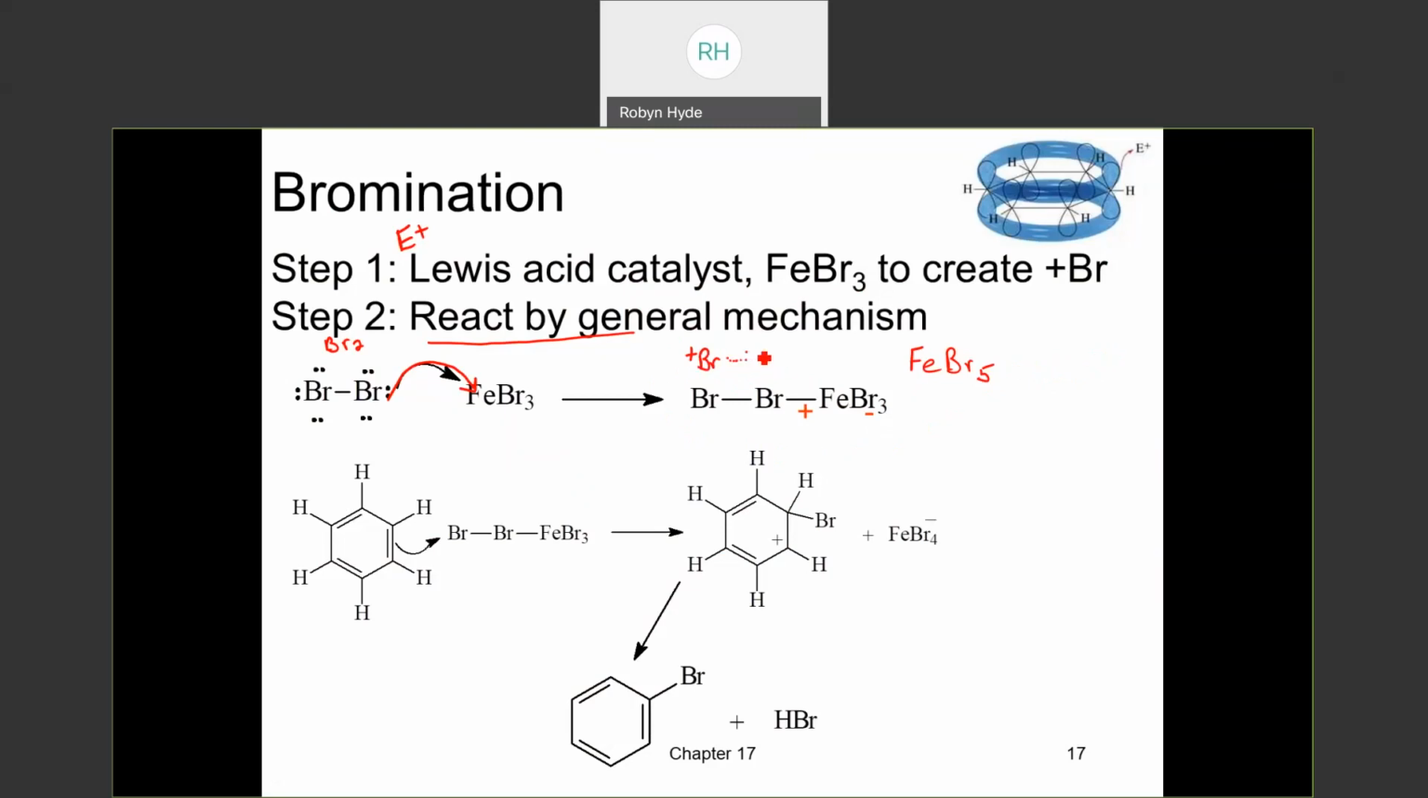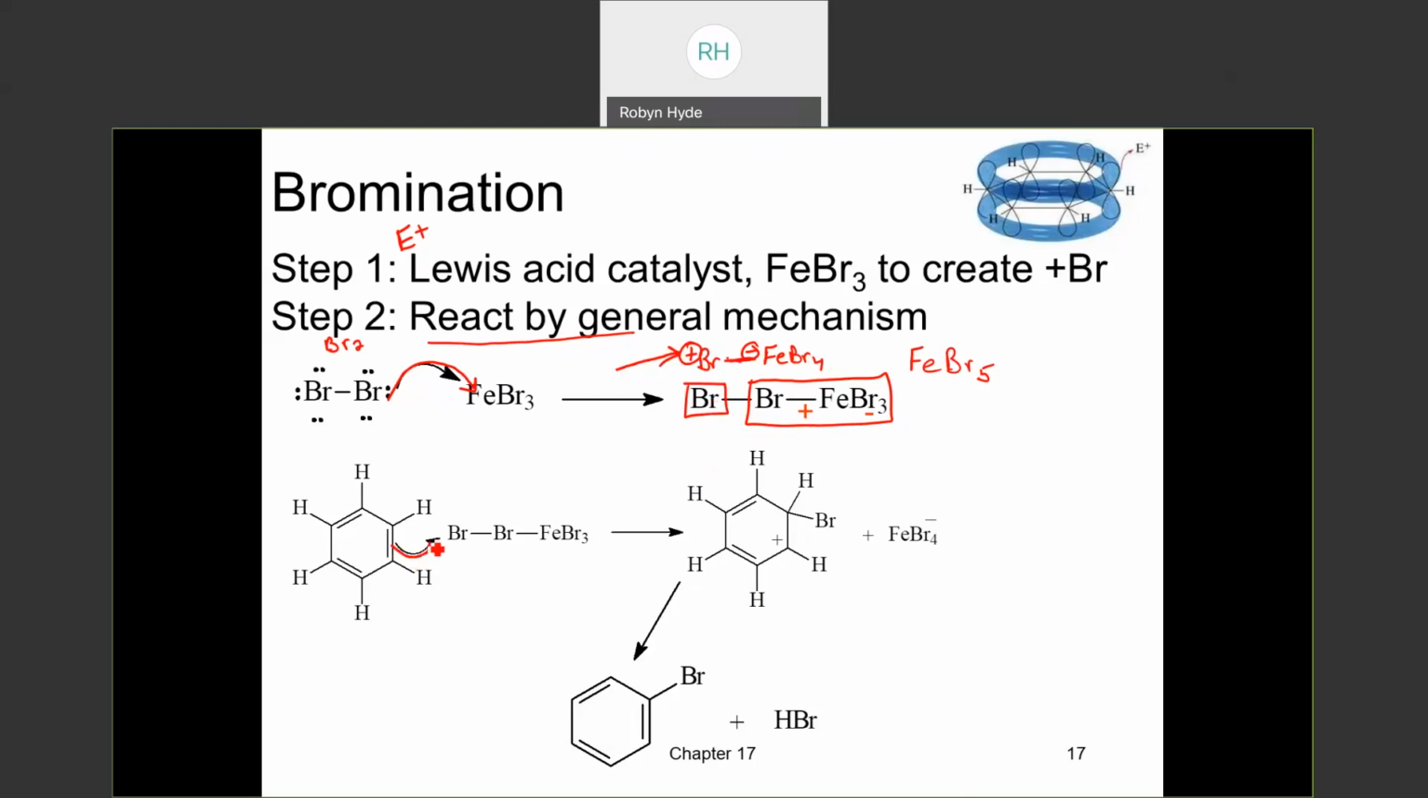that is strongly interacting with a minus FeBr4 piece. So this bond between that very last bromine and this FeBr4 piece is in between a covalent and an ionic bond, and I like to write it out as an ionic bond. That really highlights that that bromine has a positive charge and is therefore very electrophilic.